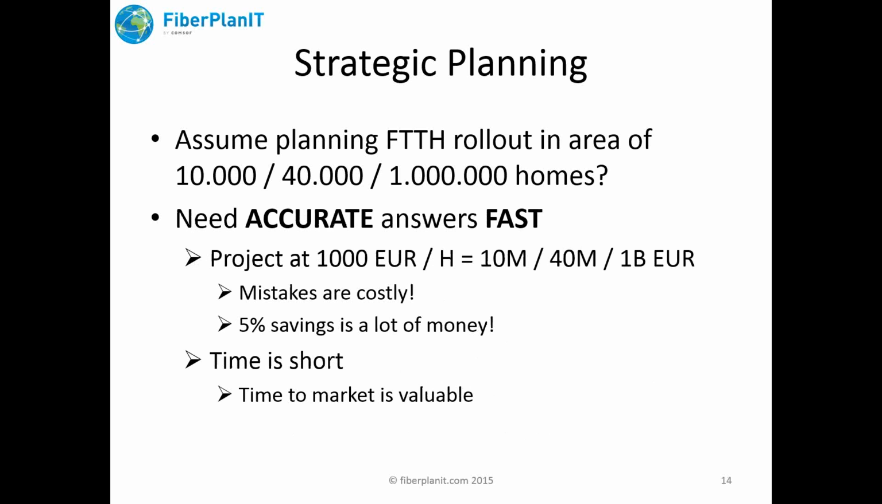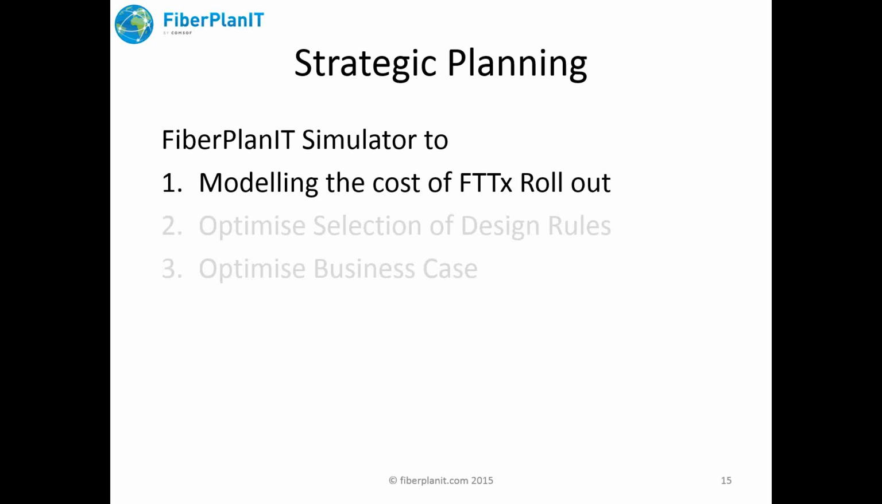The matter is always that you need to have accurate answers. For example, if you have a project at 1,000 euro per home, in the case of the 10,000 home project, you would have a total cost of 10 million euro. For the other projects, the cost is even higher. So it's quite obvious that if you make mistakes in your design phase, it's quite costly. On the other hand, if you can make 5% of savings, that's a lot of money on a budget like this. That's the one side. The other side is that it needs to be fast, because usually when you're studying a business case, you need to go quite fast, because it's very necessary that you can go to the market fast.